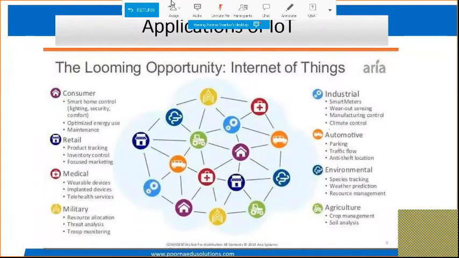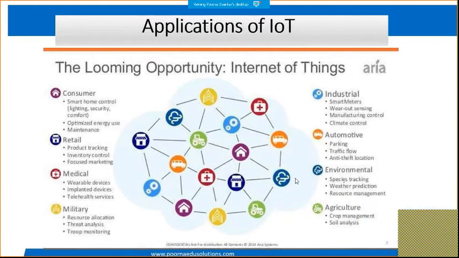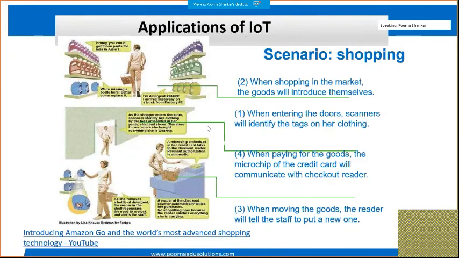Then in the medical sector we are using it. Remote resource allocation, threat analysis, troop monitoring, and then in industrial, smart meters, warehouse technologies and climate controls, then the automotive industry, automatic parking, traffic flow. In the environmental area we have seen resource management, weather prediction, rainfall prediction, climate prediction. We can save the crops; in agriculture we have seen how it contributes, crop management and soil analysis. Everywhere IoT is playing a major role.